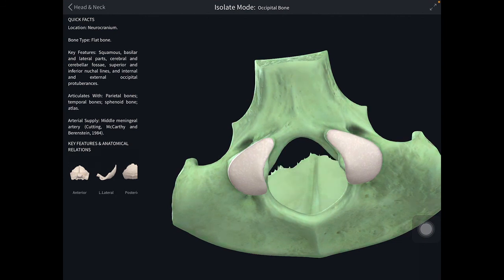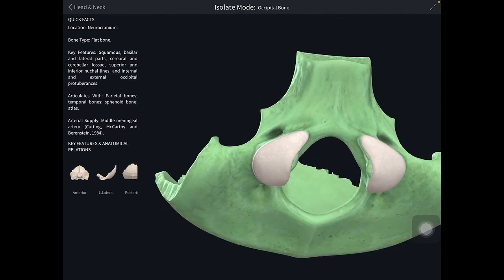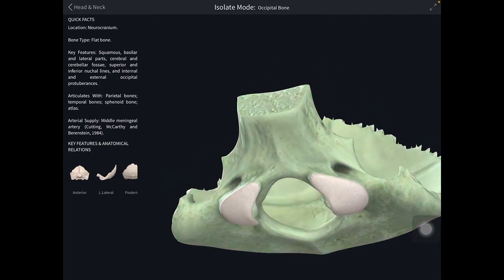The medial margin of the condyle presents a tubercle which projects into the side of the foramen magnum for the attachment of the alar ligaments. The hypoglossal canal lies above the articular condyle at the junction of its anterior one-third and posterior two-thirds. This canal transmits the hypoglossal nerve, the meningeal branch of the ascending pharyngeal artery, and sometimes an emissary vein.